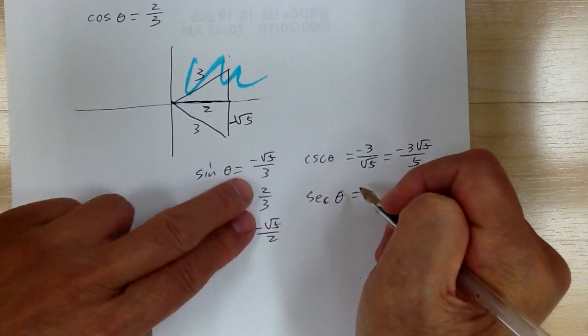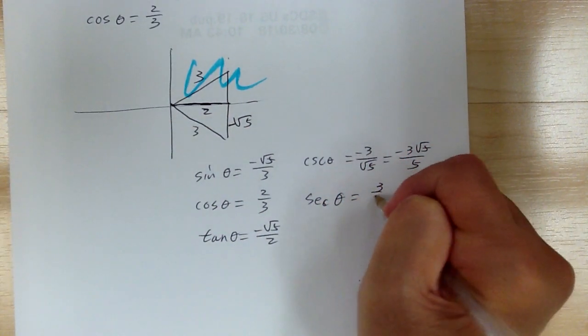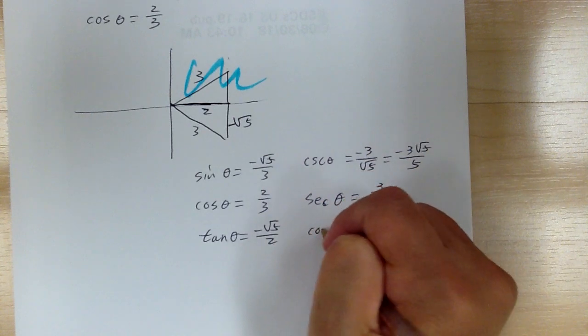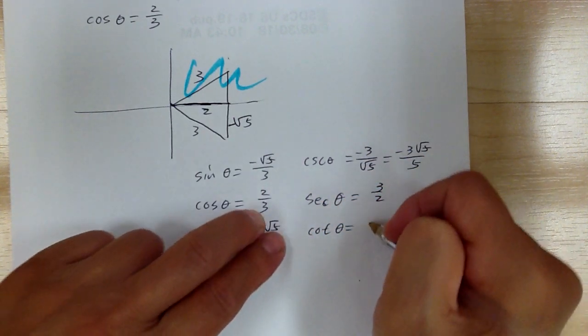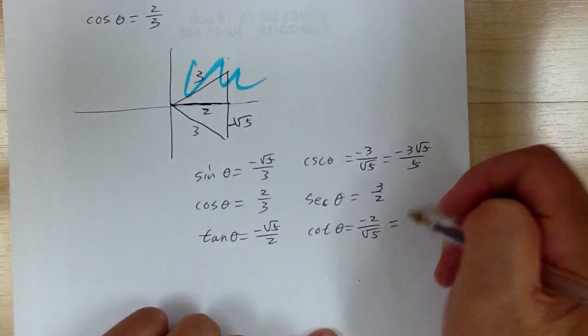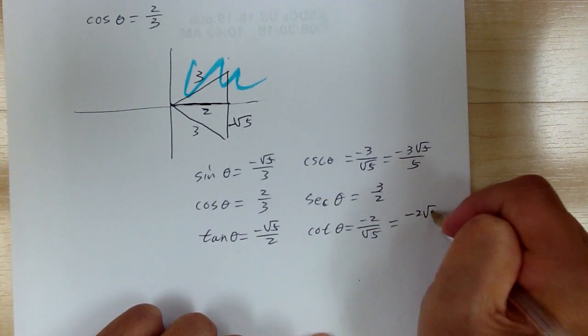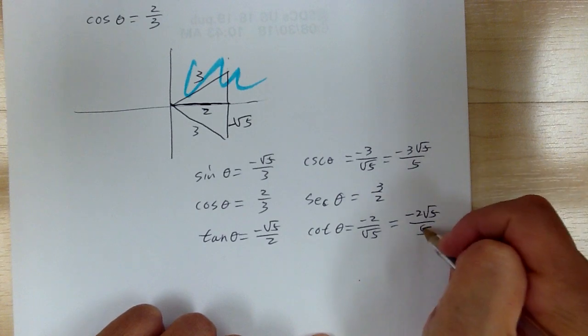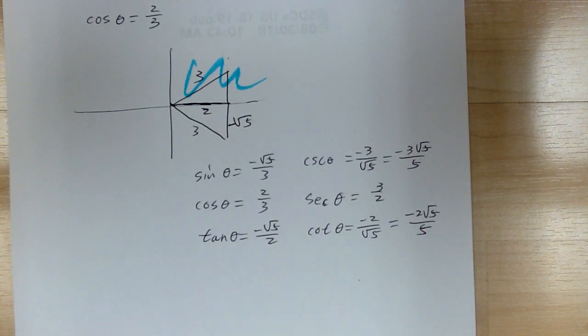Secant theta would be the reciprocal of cosine, so it would be 3 over 2. And cotangent theta would be the reciprocal of tangent, so it would be negative 2 over square root of 5. Simplify that, so negative 2 square root of 5 over 5. Okay, so that would be your number 59.